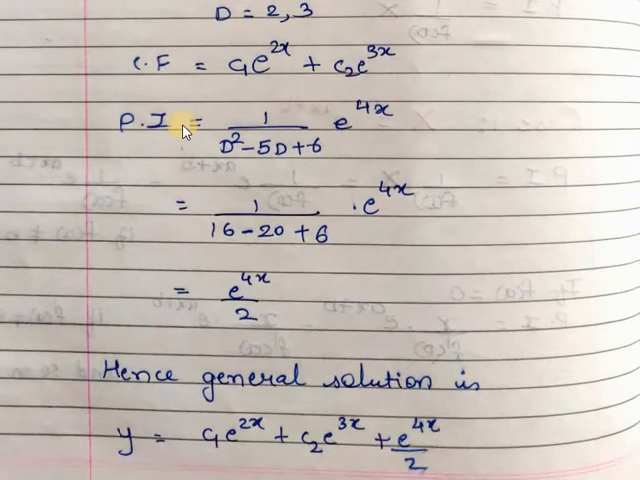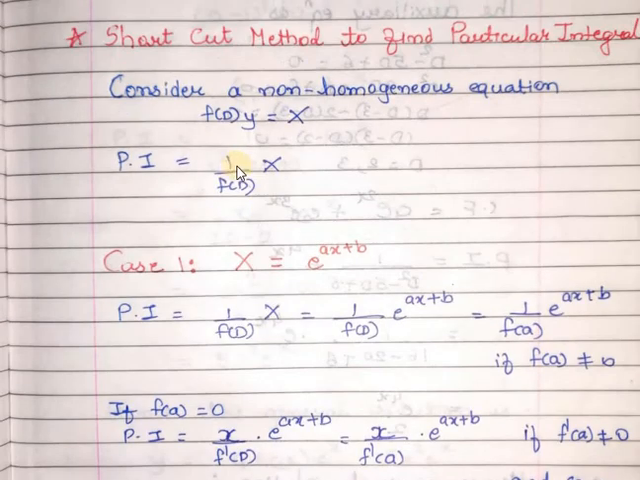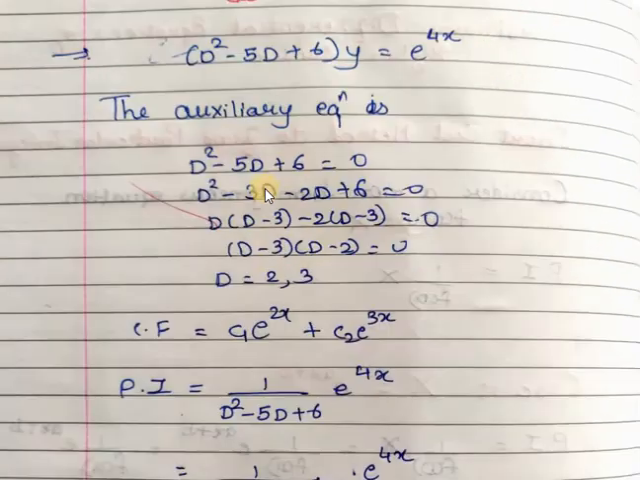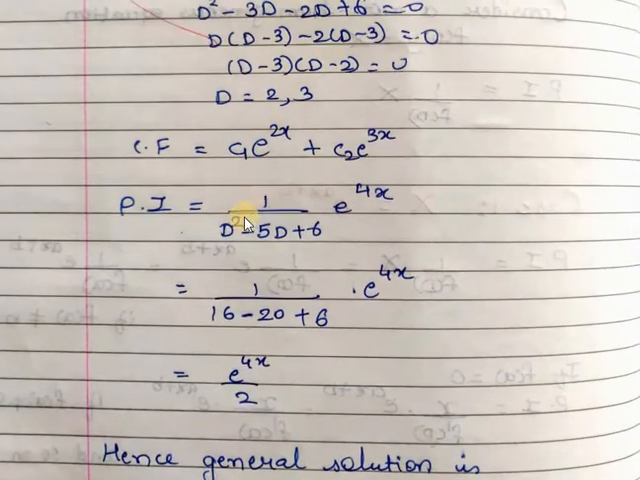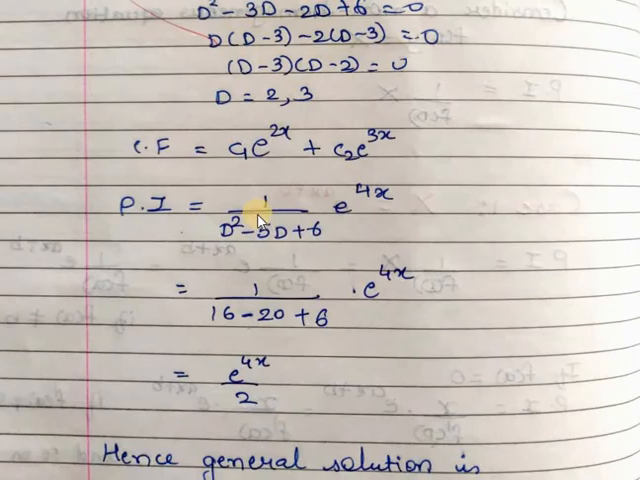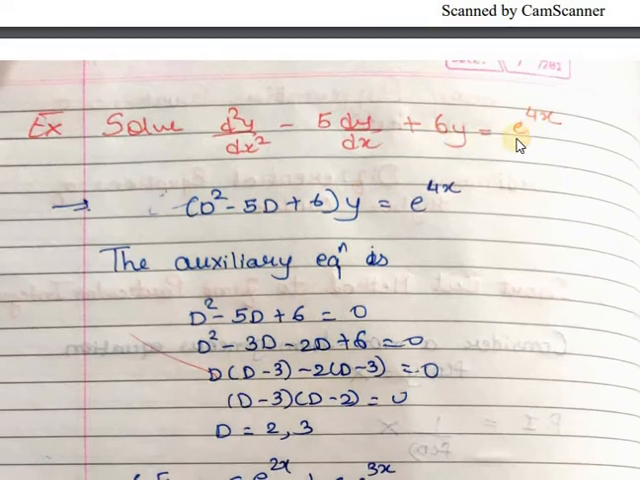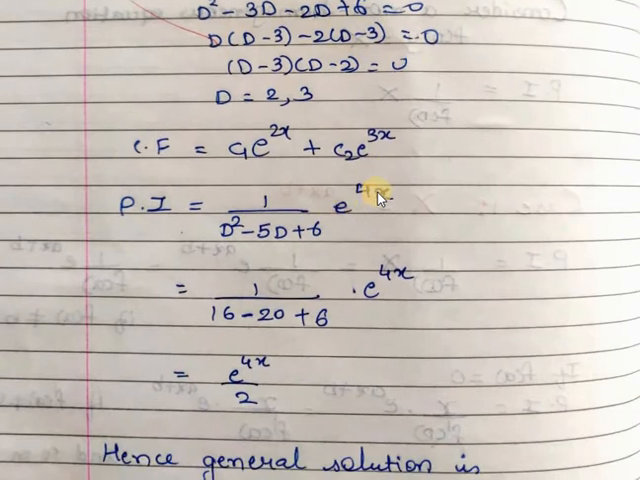So what is the formula of particular integral? That is 1 divided by f of D into capital X. So here we will write down 1 divided by f of D. What is f of D? It is D square minus 5D plus 6. So here it will be D square minus 5D plus 6 into capital X. What is capital X? It is the right hand side of the equation, that is e raised to 4x. So here we will write down e raised to 4x.